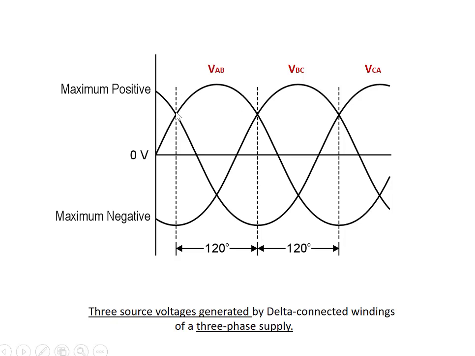So these three voltages, VA to B, produce a sine wave. VB to C would be a sine wave 120 degrees later. Voltage C to A would be a sine wave at 120 degrees after B to C.